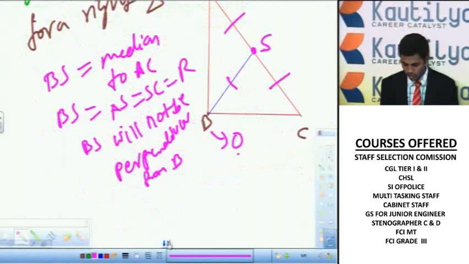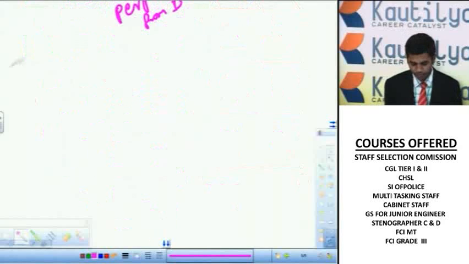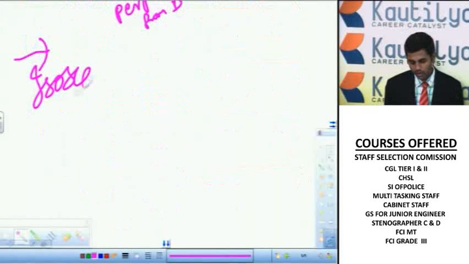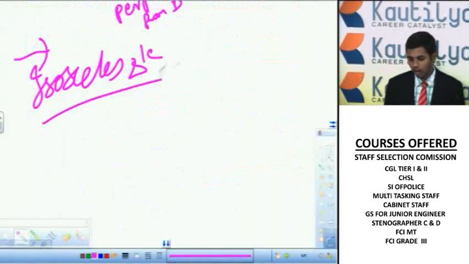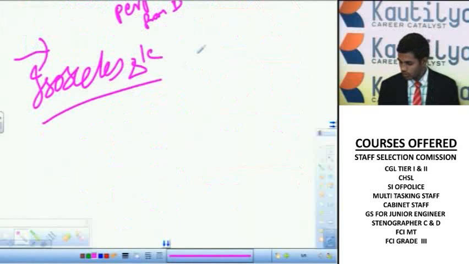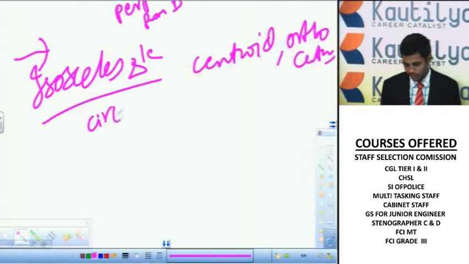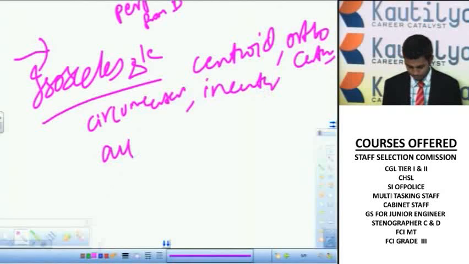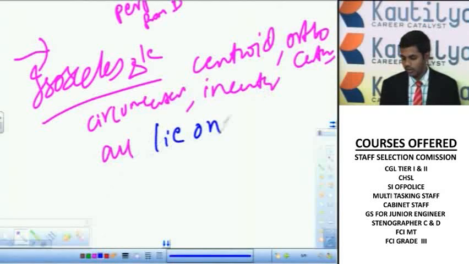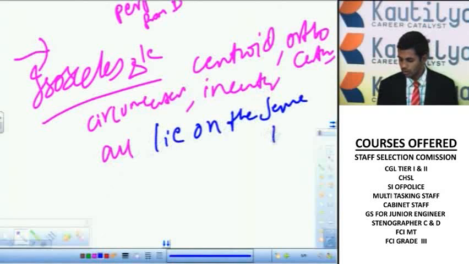Whereas coming to the isosceles triangle, for an isosceles triangle, the centroid, orthocenter, circumcenter, and incenter all lie on the same line. This is important.